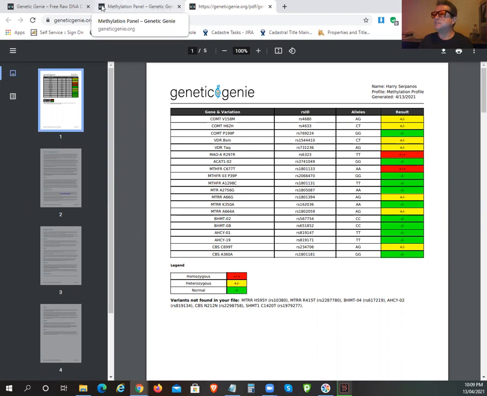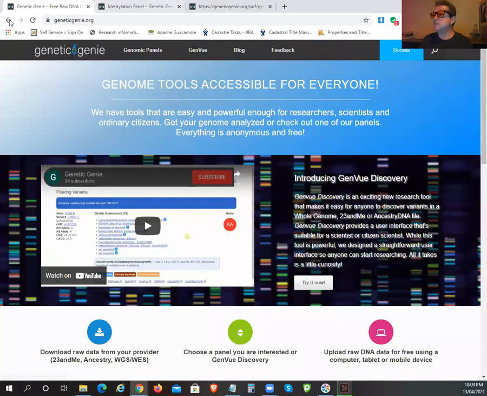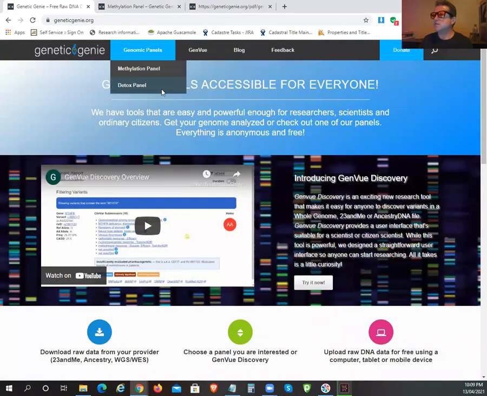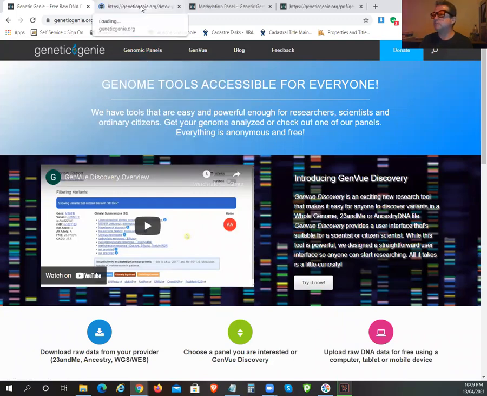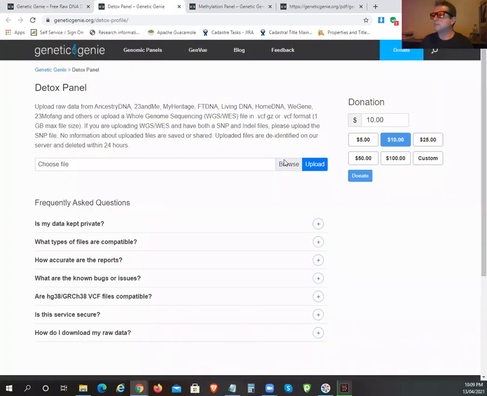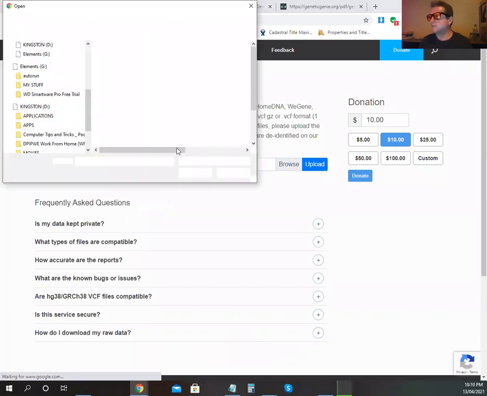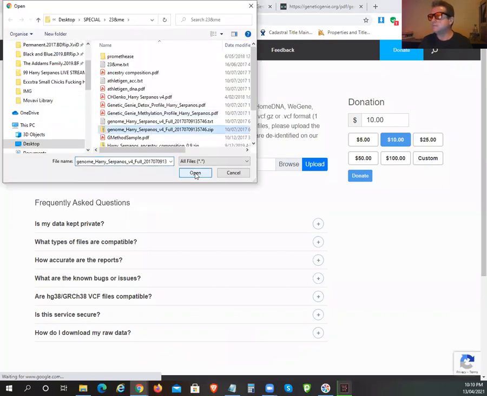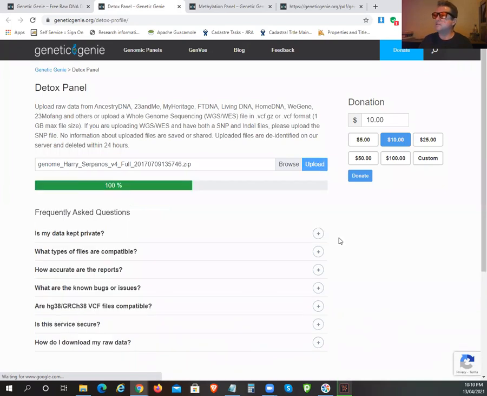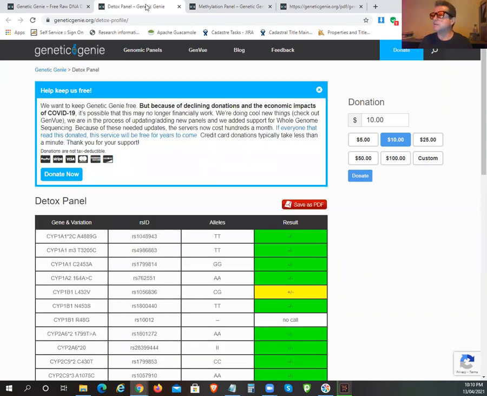Then we will do the same thing. We can do the detox one, bring that up, upload the file, and do the upload. As you can see, it's pretty fast with 23andMe data. It doesn't take long to bring up on the screen. It happens pretty rapidly. It's just about to happen. And there it is, done.